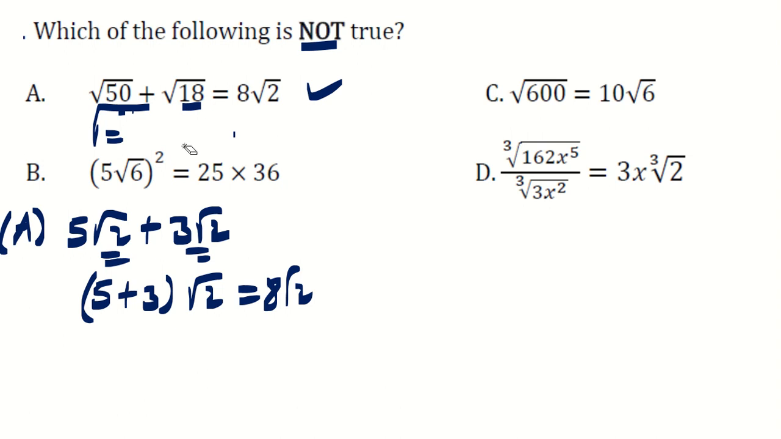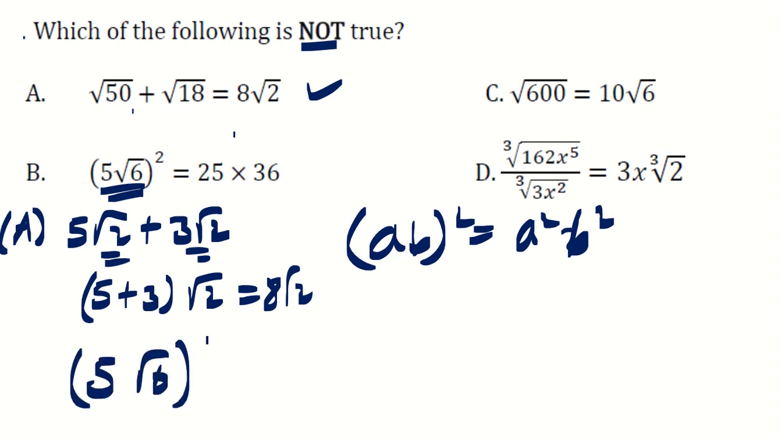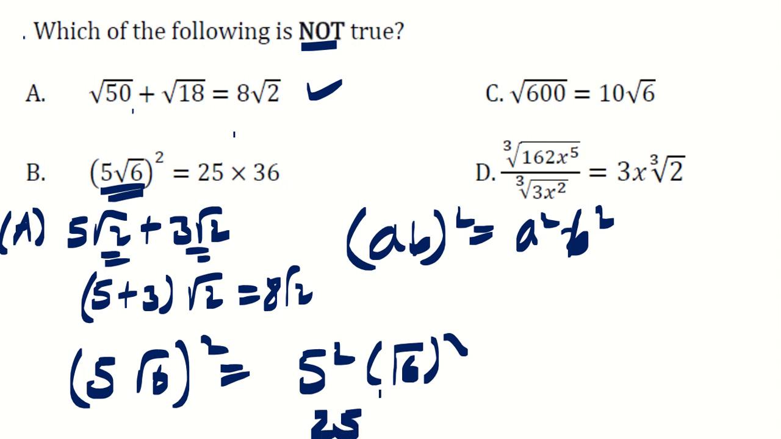Okay, let's go to B. When you go to B, square them. When you square them, remember the rule: AB the whole square is the same as A square B square, separate. So when you square 5 radical 6, the whole square means it is the same as 5 square times radical 6 square. 5 square is 25 and radical 6 square will be just 6, not 36. So this is wrong. So the answer will be B.